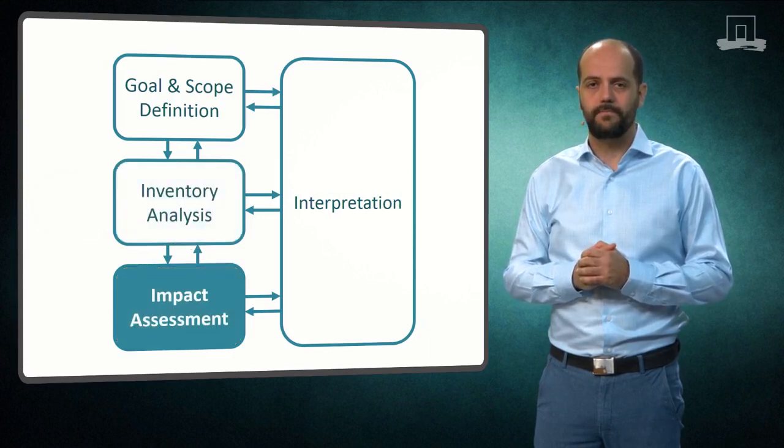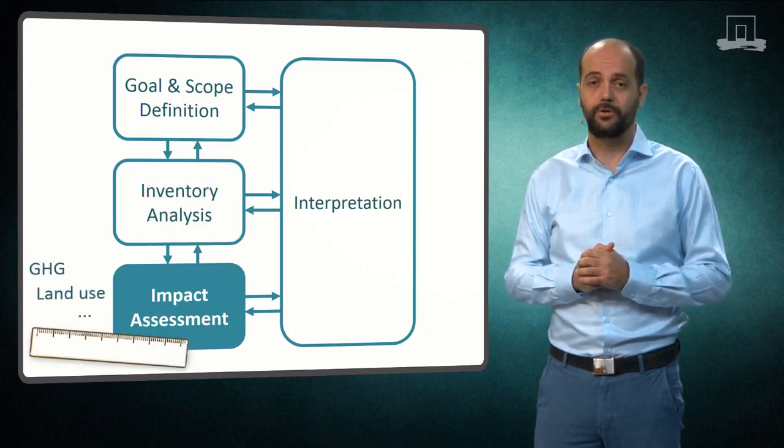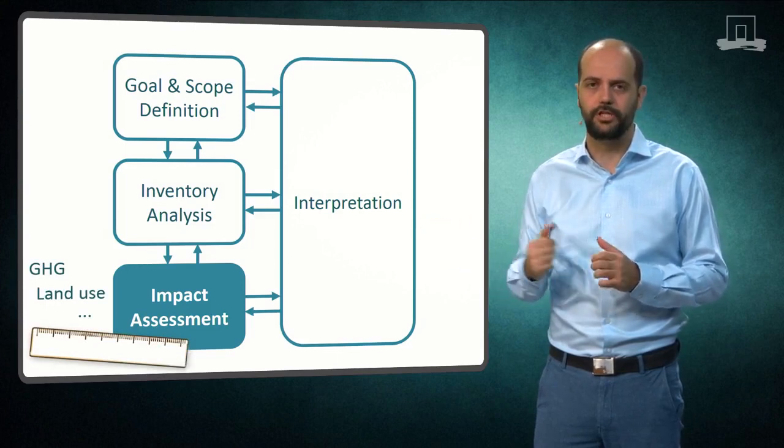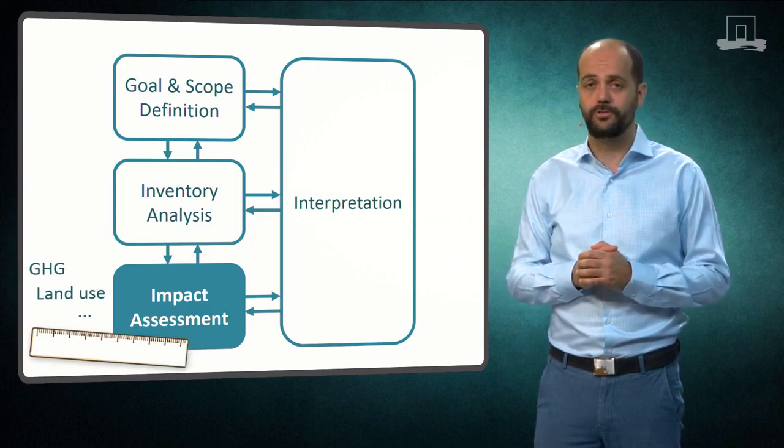Next, we define or determine the impact of our product or products according to a set of predefined indicators or impact categories. Impact categories can include things like contribution to climate change, quantity of water or fossil fuels consumed, or area of natural land transformed.